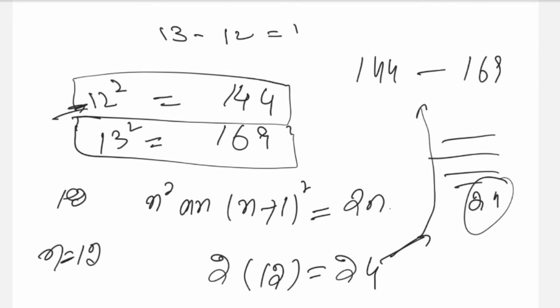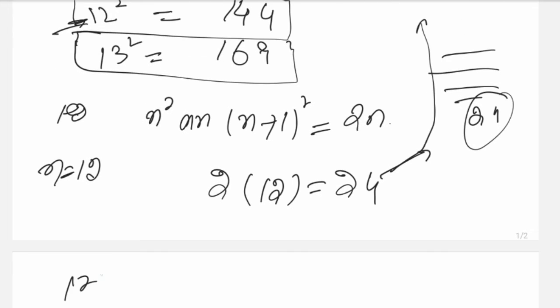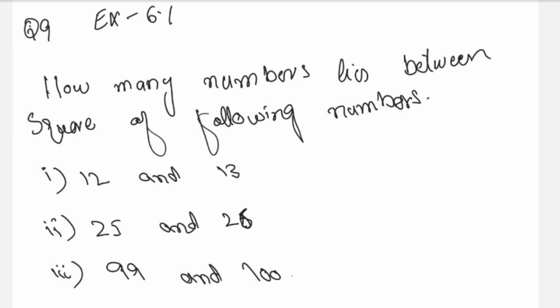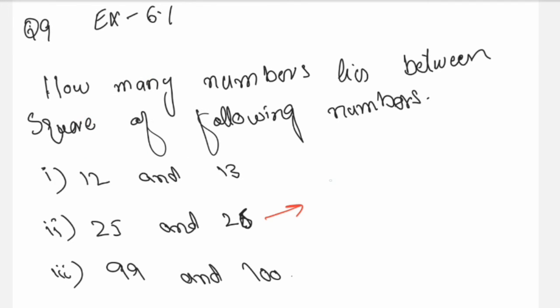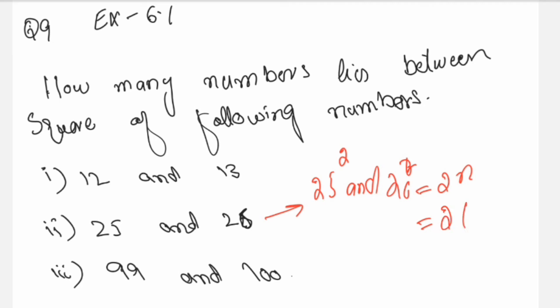So how many numbers come in between 12 square and 13 square? It is 24. Now let's move on to the other question, that is 25 and 26. I'll do it here. For 25 and 26, 25 square and 26 square, it will be equal to 2n. So n is 25. 2 into 25, you can check it the way I did in the previous question, is 50.